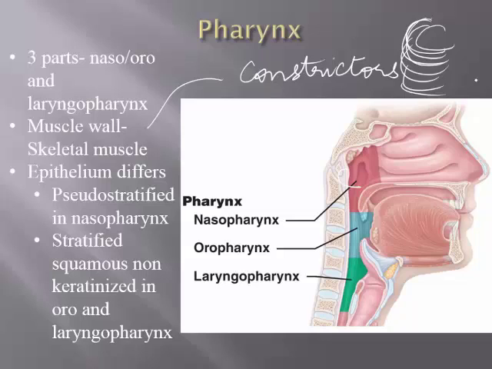You can also see that the epithelium is different in each of these regions, and the epithelium is based on which area it's lying behind. So if it's lying behind the nasopharynx, for example, it will be exactly like the nasal cavity, pseudostratified, and it will be ciliated as well. In the oropharynx and laryngopharynx, it will be non-keratinized stratified squamous.